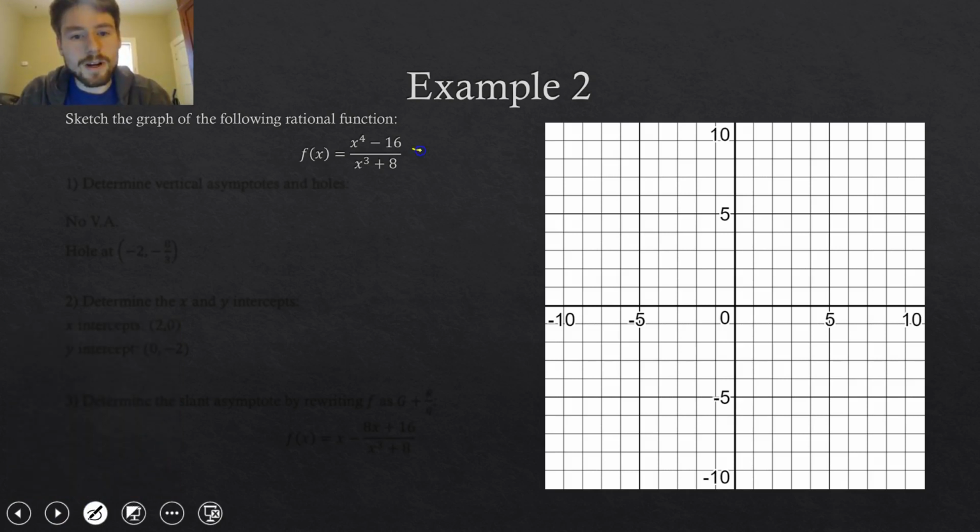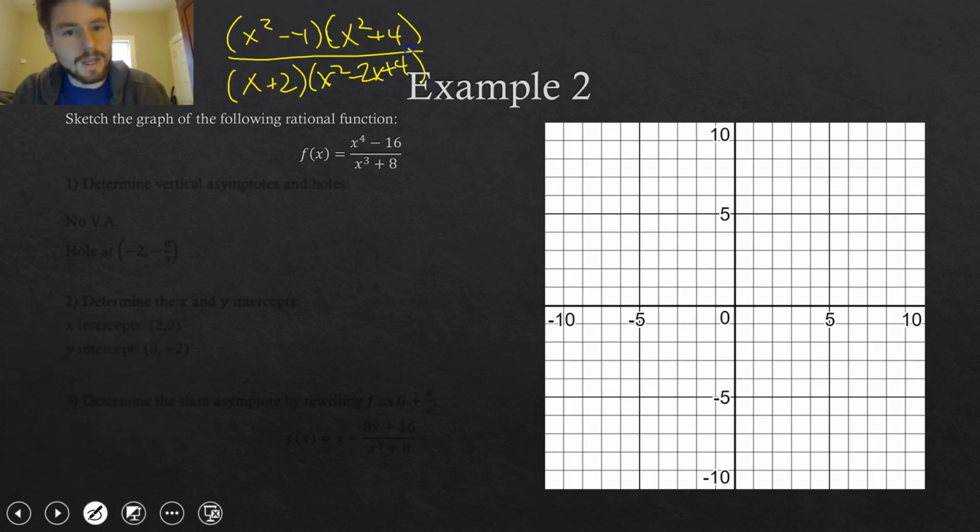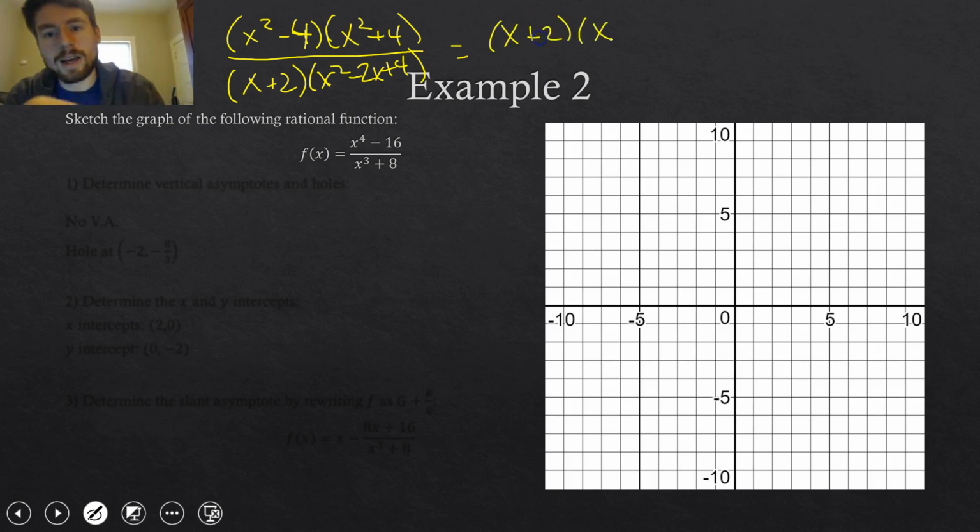If we factor the numerator, we're going to get x squared minus 4 times x squared plus 4. And if we factor the denominator, we're going to get x plus 2 times x squared minus 2x plus 4. Okay, so that's what it factors to: x squared minus 4, x squared plus 4 over x plus 2, x squared minus 2x plus 4. But we notice that there's another difference of perfect squares in the numerator. x squared minus 4 factors again into x plus 2, x minus 2, times x squared plus 4.